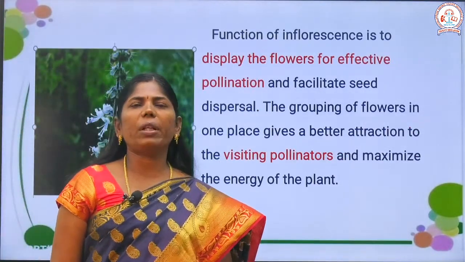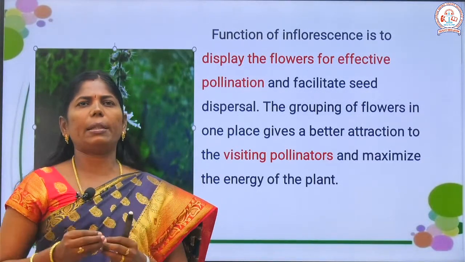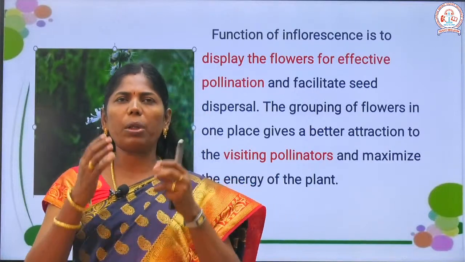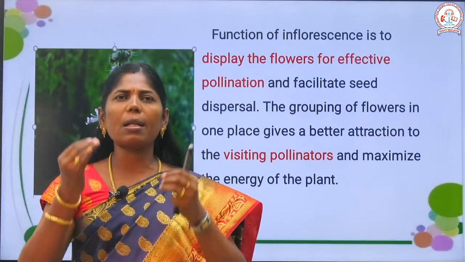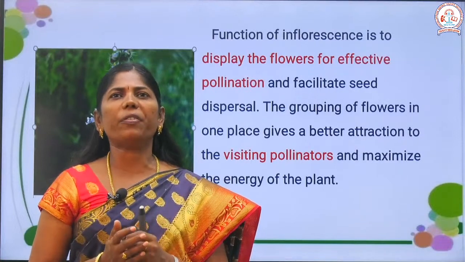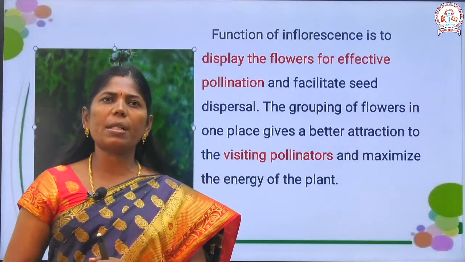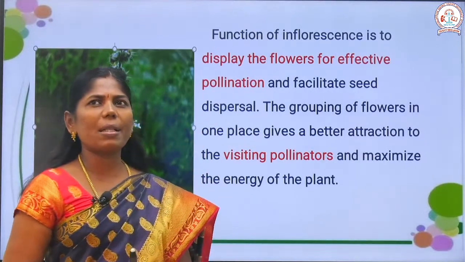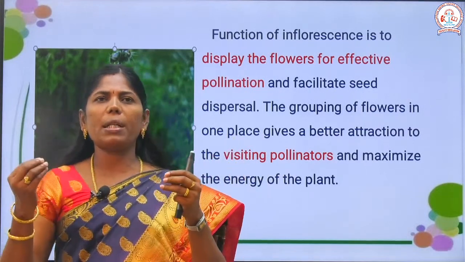So, what are the functions of the inflorescence? Why are the flowers arranged like that? Because of need, they have to be arranged so. All the flowers are involved in pollination. If the flowers are arranged in the proper way, pollination will easily take place. That is the purpose of the arrangement. The function of the inflorescence is to display the flowers for effective pollination and to facilitate seed dispersal. If it is arranged like that, after pollination what will happen?